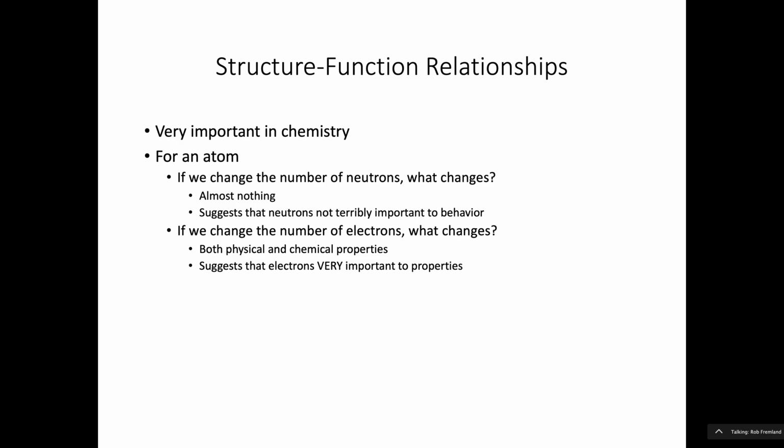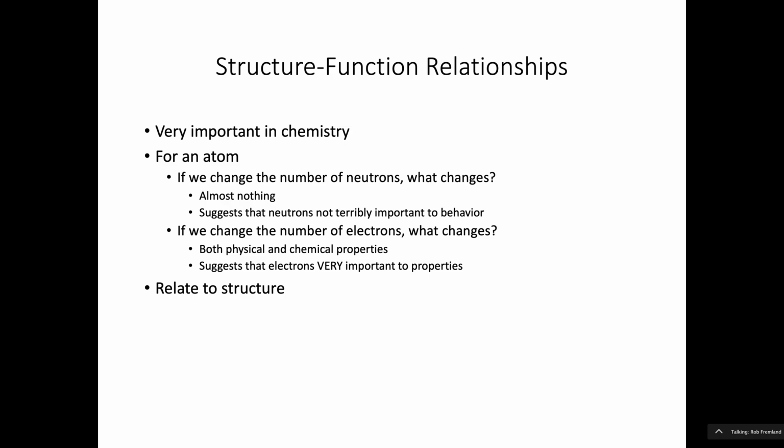Right? So in chemistry, structure-function relationships are extremely important. If someone says, think like a chemist, they're telling you to think in terms of the structure and the function, because chemists believe that the structure and function are related. And you'll see that thread all the way through this semester.